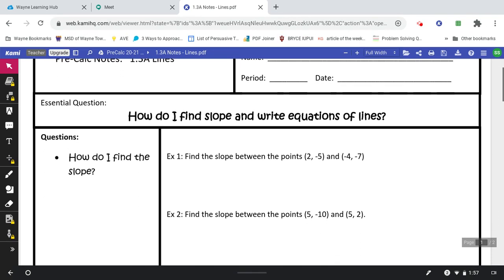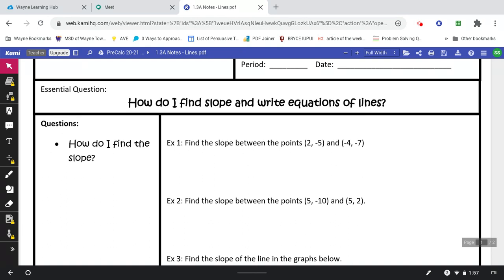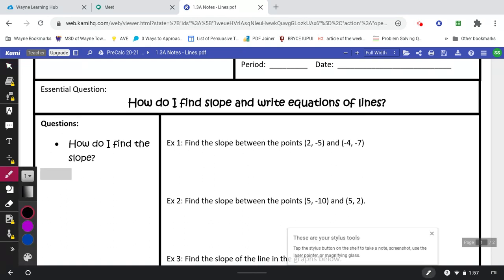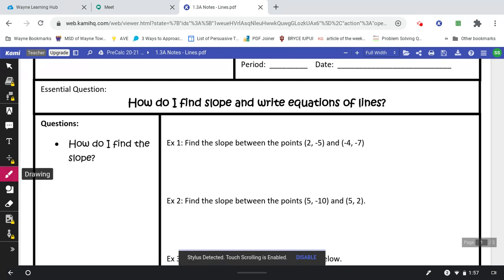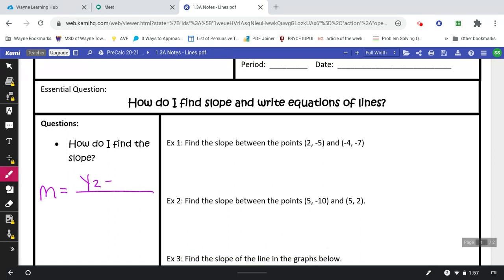So for problem number 1, this is all about how to find the slope. For the slope, you need our slope formula. Our slope formula is m equals y2 minus y1 over x2 minus x1. Similar to the distance and midpoint formulas, you have your x1s, y1s, x2s, y2s. So it's important that the first thing we do is label: x1 and y1, x2 and y2.